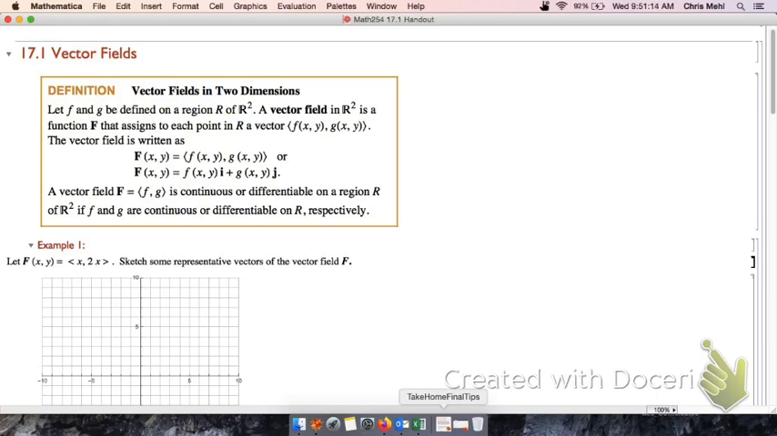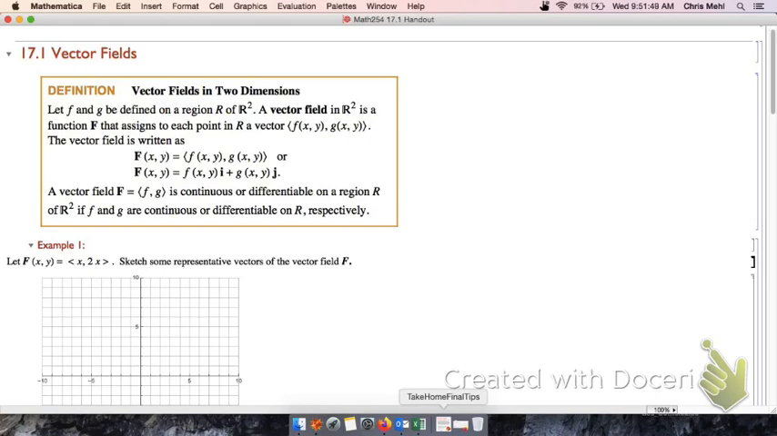So if you take f and g to be found on a region, we'll do vector fields in 2 dimensions first. So definition: if f and g are defined on a region R in 2-dimensional space R2, a vector field in R2 is a function F that assigns to each point in R a vector with components f of xy and g of xy. You can look at how the notation for a vector field is capital F of xy. Remember, bold-faced F is just notation for a vector, right?